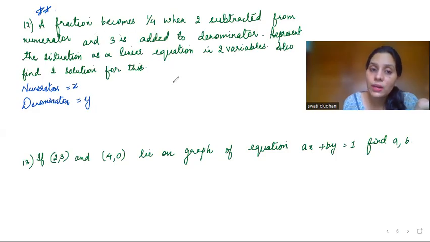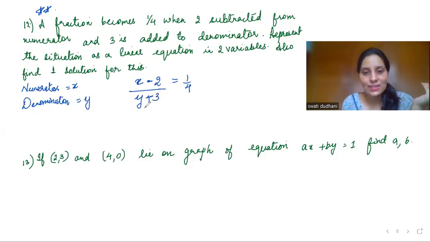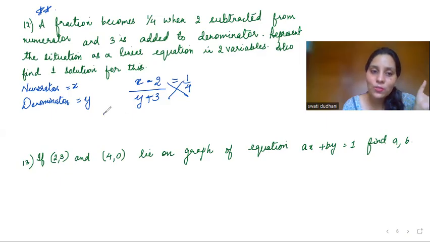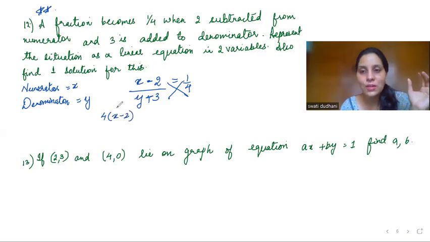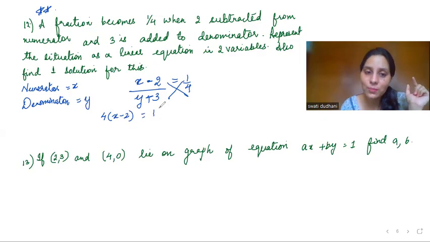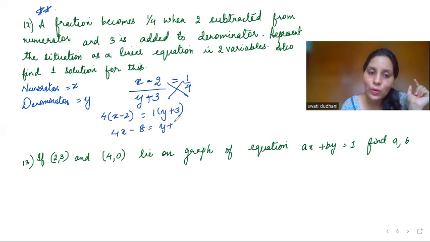Now let us see the question. A fraction becomes 1/4 when 2 is subtracted from the numerator. So from the numerator 2 is subtracted, and 3 is added to the denominator. The denominator is y and 3 is added here. Now represent this as a linear equation. When you have these models, you will always cross multiply. So you get 4 into x minus 2, cross multiplying means multiplying the cross numbers, 1 into y plus 3. So 4x minus 8 equal to y plus 3.